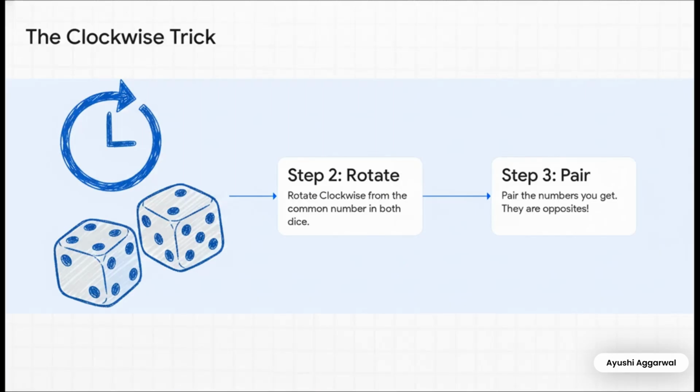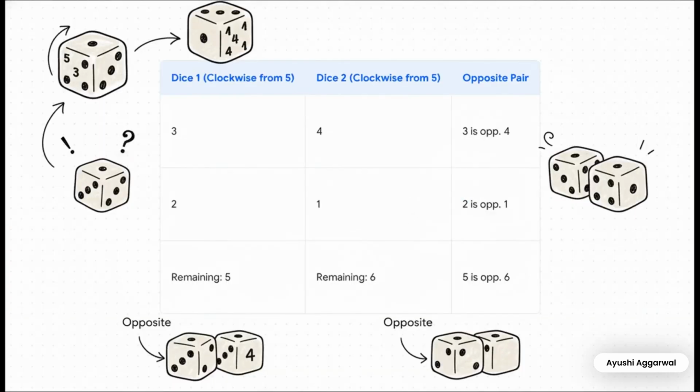So here's where we use our awesome clockwise trick. It's so simple. Step 1, find that common number, which we already did. It's 5. Step 2, starting from that common number, just move clockwise on both dice. And step 3, the numbers you land on, you just pair them up. They're opposites. Let's see this trick in action. In dice 1, if we go clockwise from 5, we hit 3. In dice 2, we hit 4. So boom, 3 is opposite 4.